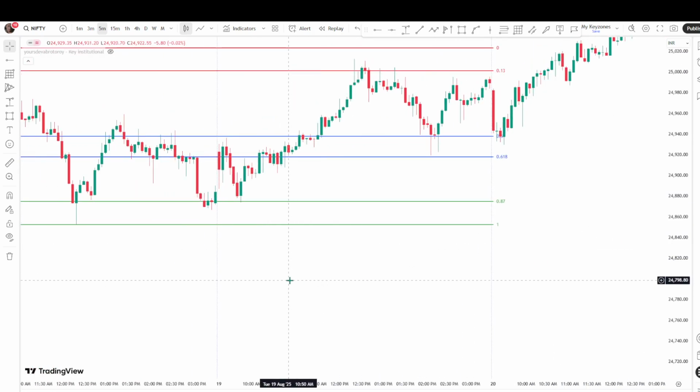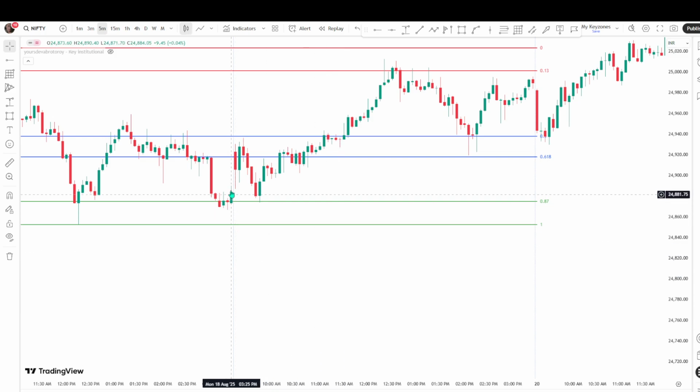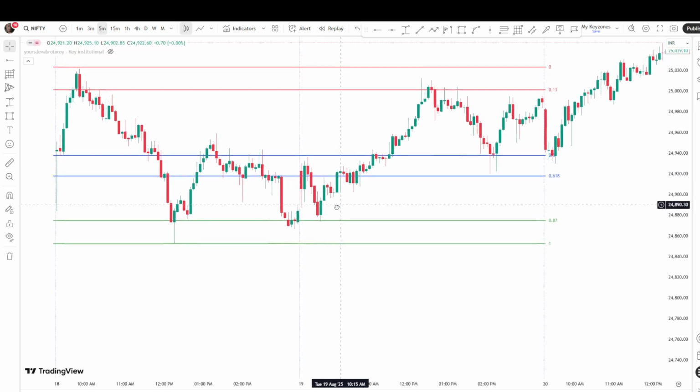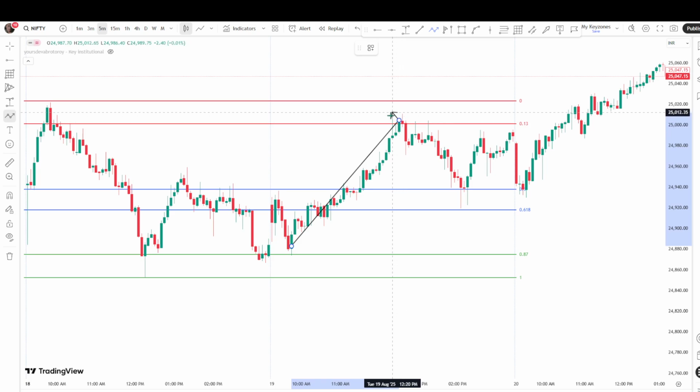On the 19th of August, what did the market do? It took rejection from this equilibrium area, got support from this demand zone, and went all the way up till here and took resistance again from this supply zone and went down, and it took support from this equilibrium zone and moved upwards.